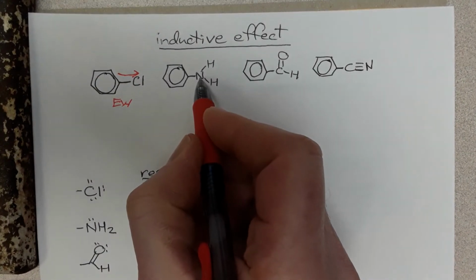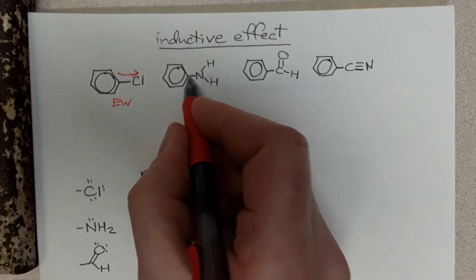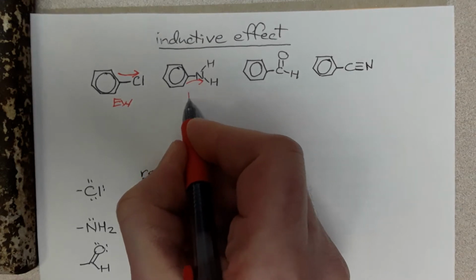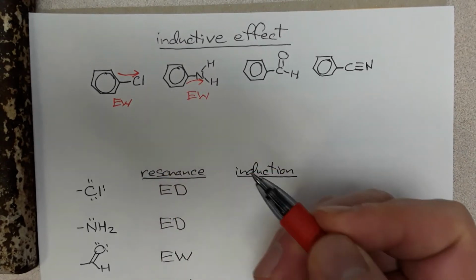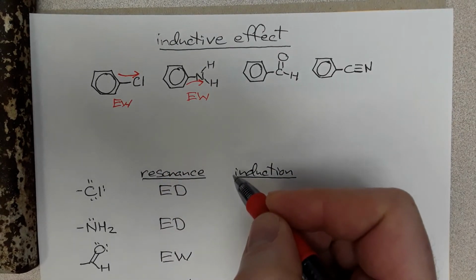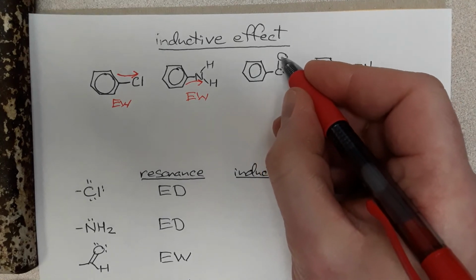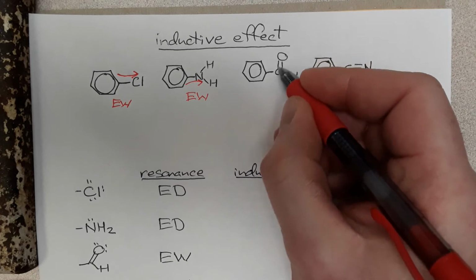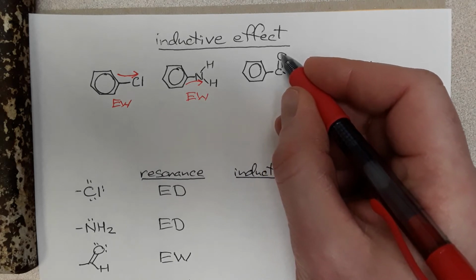So nitrogen is not nearly as electronegative as chlorine, but it's more electronegative than carbon, and by the inductive effect, the nitrogen is electron withdrawing. The amino group is an electron withdrawing group by the inductive effect. When we have an aldehyde here, the oxygen is pulling electron density away from the carbon towards it, and then you know how the inductive effect works, right?